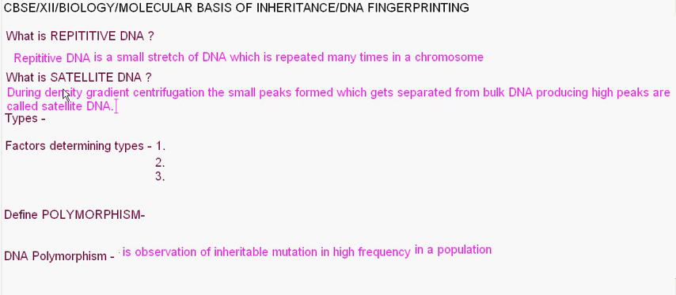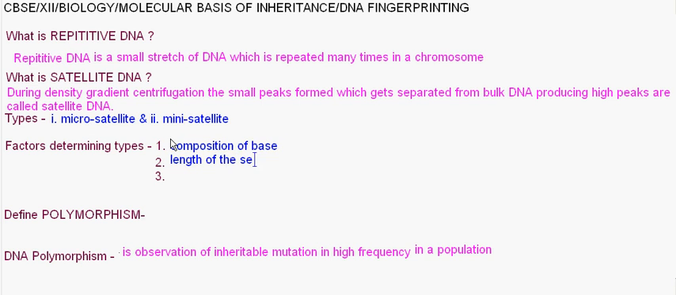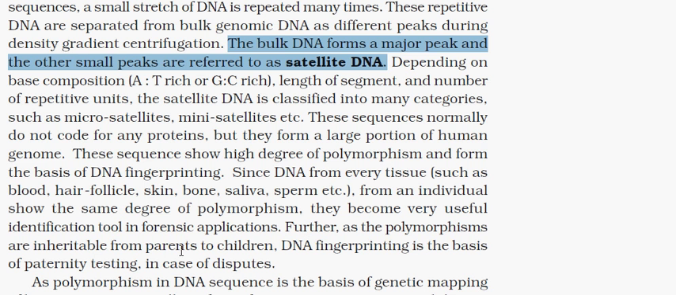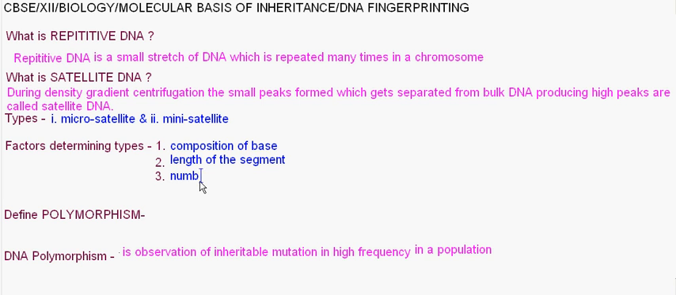Now, what are the types? Basically of two types: microsatellite and minisatellite. Now, coming to the factors which help us to determine these two types. Those are the composition of bases, meaning either AT rich or GC rich, then the length of the fragment, and also, as you can see here, the number of repetitive units. According to these, satellite DNA can be of many types.